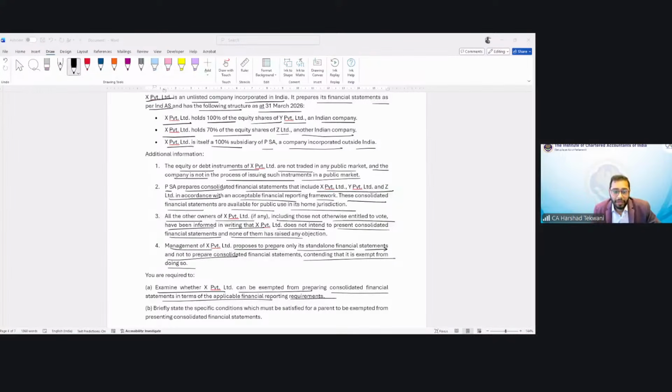Holding company. Now they are ready to prepare the CFS in accordance with the expected. But PSA is incorporated outside India, no, sir. If it is in India and if those financial statements are of public use in India, then the exemption will be applicable. But here, as it is a foreign subsidiary, X Limited needs to prepare consolidated financial statements. Okay.